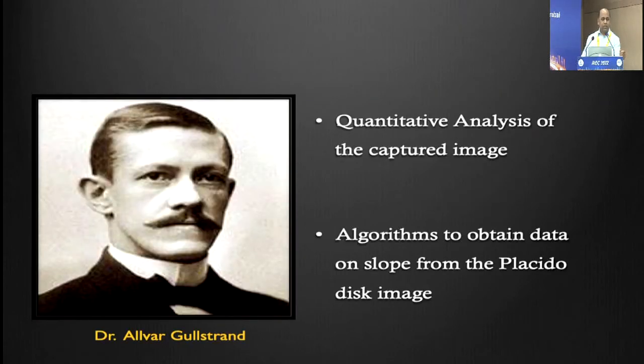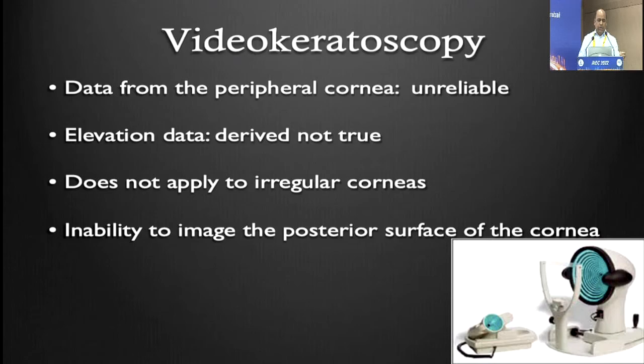Then Allvar Gullstrand started capturing quantitative analysis of the captured image, and he formed algorithms to obtain data on slope from the Placido disc images. Then came video keratoscopy. Although this also had some limitations, like the data from the peripheral cornea is unreliable. In this machine, the elevation data is not true, it's derived data. It does not apply to irregular corneas, and imaging the posterior surface of the cornea is not possible with this machine.